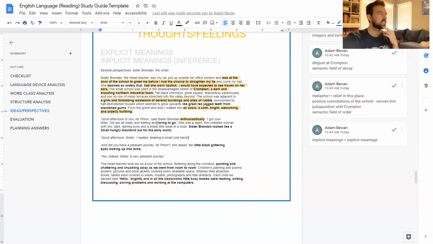"We're all ready and waiting and raring to go." So this one is somewhat explicit. The fact she's literally saying we're raring to go again shows her enthusiasm, right? "Sister Brendan looked like a small hungry blackbird out for the early worm." Now this is the quote out of those three that I would be more inclined to use. This is a bit more implied because it's a simile, that Sister Brendan is a hungry blackbird out for the worm.